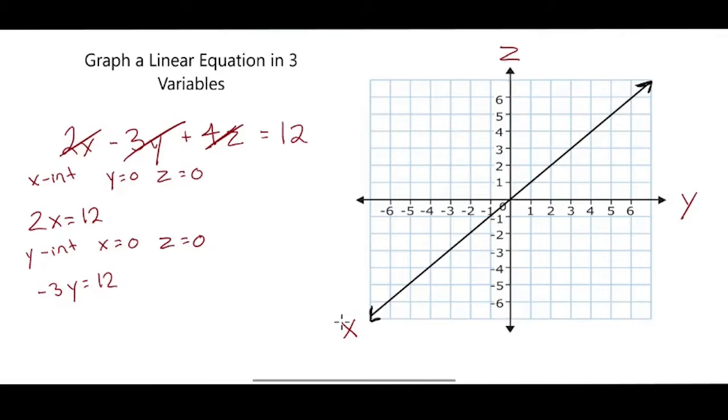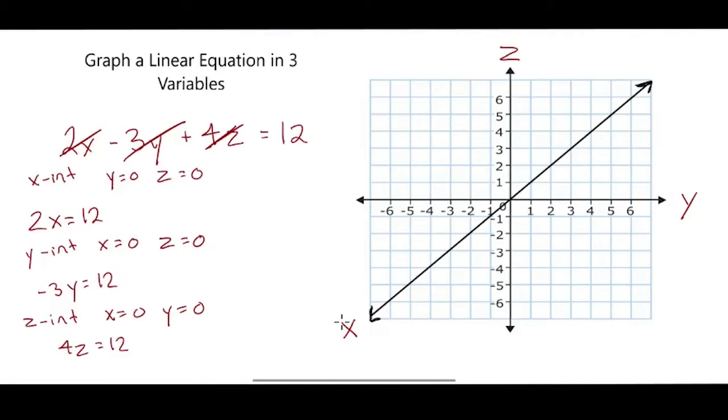And to find my z-intercept, that is where x is 0 and y is 0. So that would leave me with 4z equals 12.